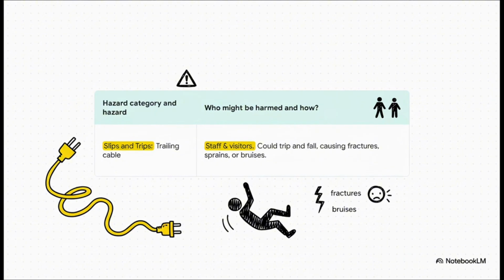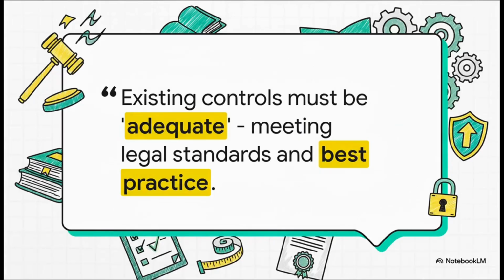Why is this so important? Well, because just saying they could get hurt is way too vague. The examiner wants to see that you've thought about the specific outcomes like fractures, sprains, or bruises. In the next column, you'll list any controls that are already in place. But here's the big question: are they enough?